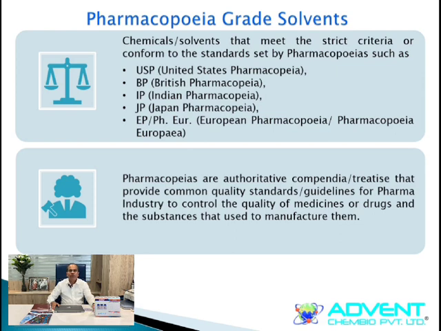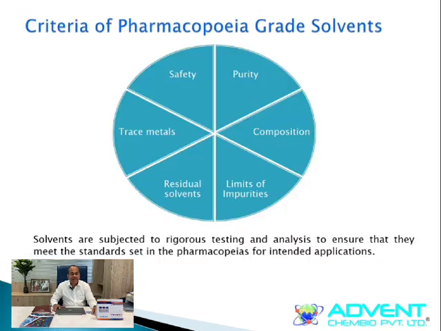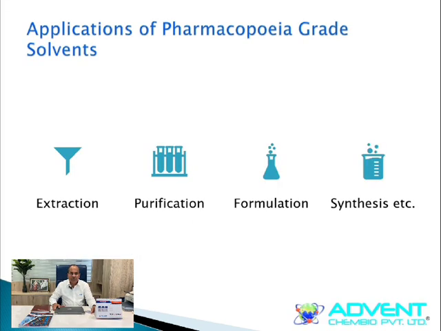for the pharma industry to control the quality of medicines or drugs and the substances that are used to manufacture them. Strict criteria of these pharmacopoeia grade solvents include purity, composition, limits of impurities, residual solvents, trace metals, and safety, etc. These solvents are subjected to rigorous testing and analysis to ensure that they meet the criteria set in pharmacopoeias for intended applications. These solvents are used for various purposes in pharmaceutical manufacturing such as extraction, purification, formulation, and synthesis, etc.